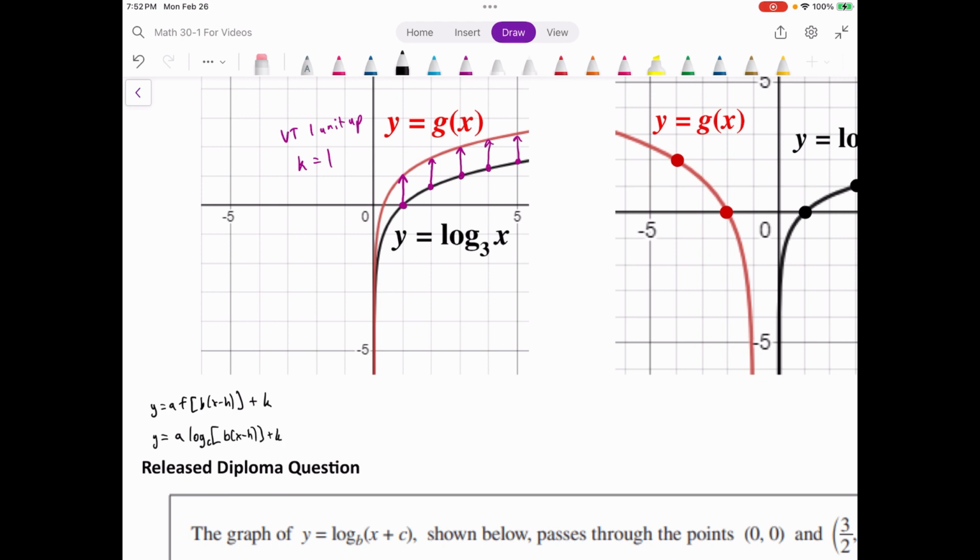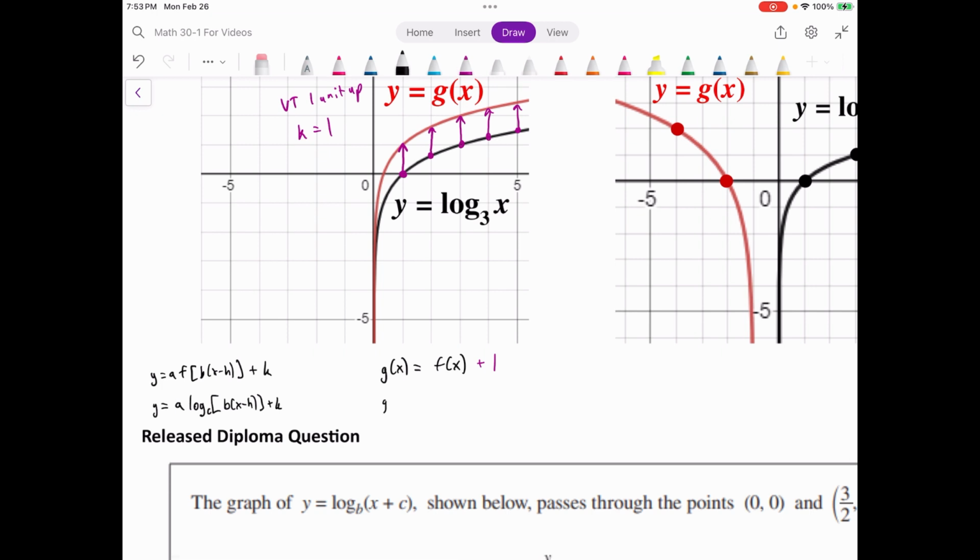Well, it doesn't look like we really have an a and a b, or we do, but they're just 1, and our h is just 0 because there's no horizontal translation. So g of x is just going to equal the equation for f of x plus 1, plus our k. So g of x is just going to be log base 3 of x plus 1.